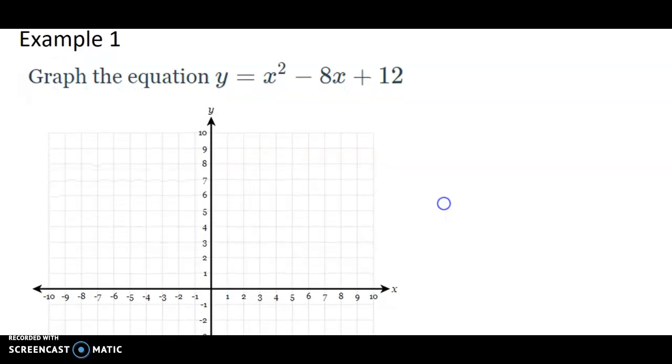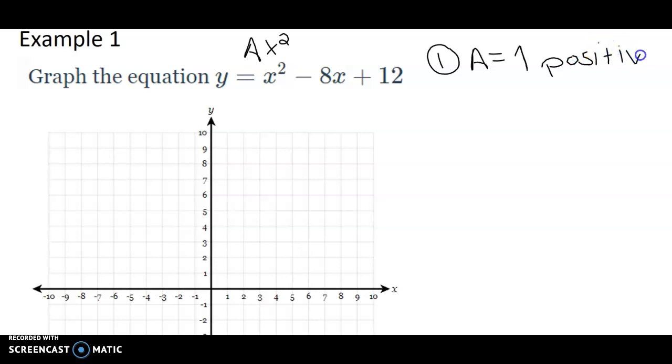Example number 1. Let's graph this equation. Looking at this equation, I can tell one thing real quick: the letter a, the value of a, is that number in front of the x squared. In this case, my a equals 1. There's an understood 1. And it is positive. So I know, just by looking at it, that the graph opens up like this. All right? So that's one key thing that I can tell right off the bat by looking at that equation.